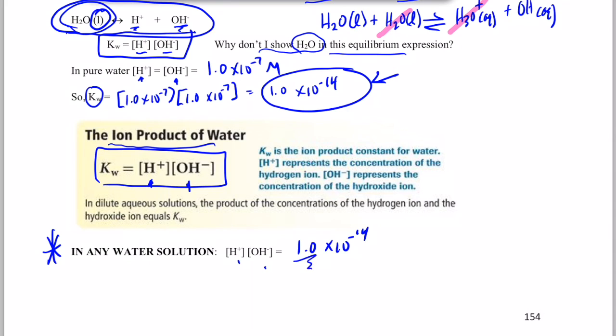Now I've written this with two significant figures, but in reality it's a definition. It has infinite sig figs. So let's write that down there, infinite sig figs for that Kw value.